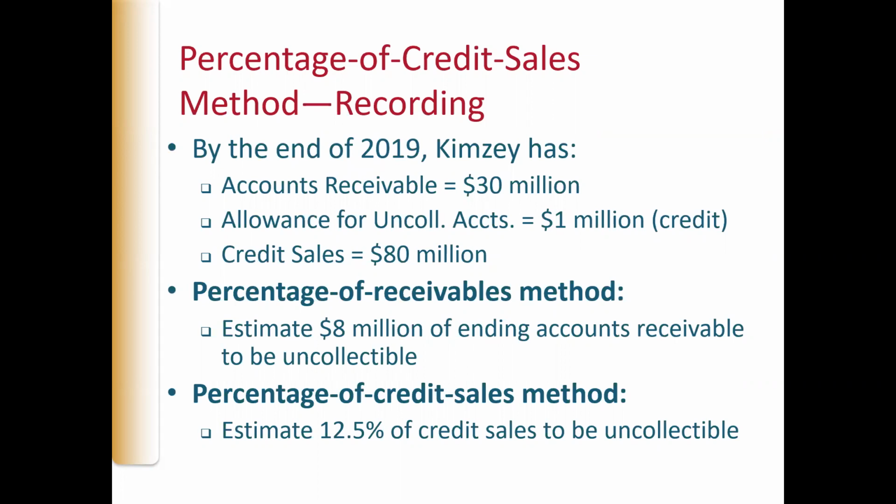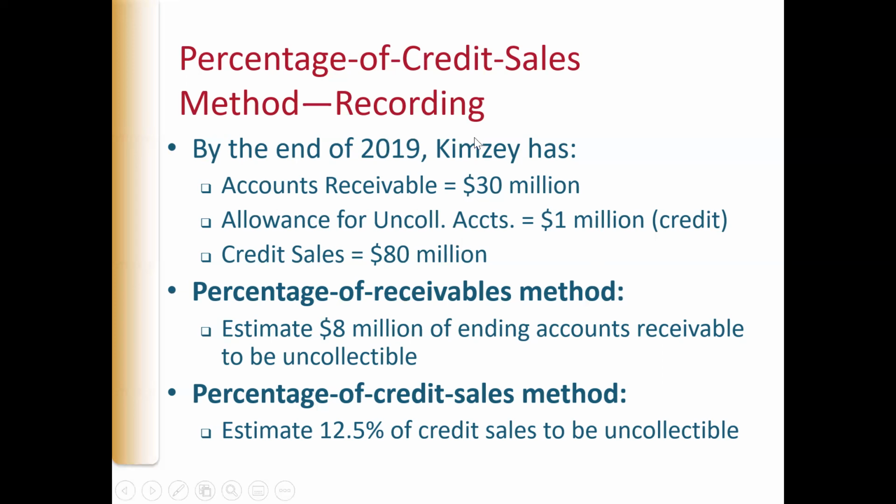This one's easier to do because we're not focused on accounts receivable, and we don't have to keep track of making sure our balance is correct. This one is just about showing a debit to bad debt expense, and we'll credit our allowance for uncollectible accounts based on sales only. We don't care what the ending balance needs to be for the allowance for uncollectibles.